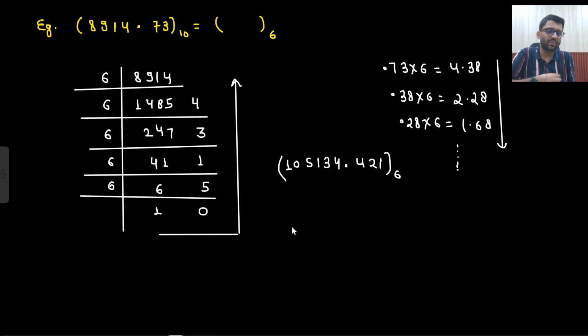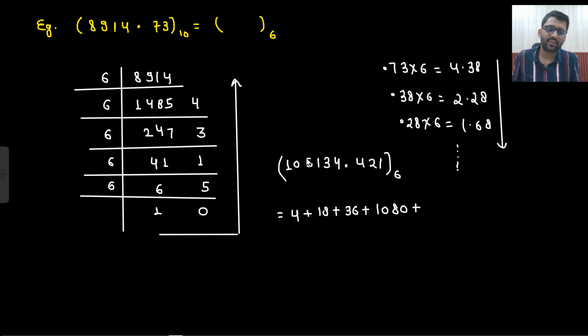Now you can cross check as well. How will you cross check? 4 plus 3 into 6, that is 18, plus 1 into 6 to the power 2, that would be 36, plus 5 into 6 to the power 3. What is 6 to the power 3? 216 into 5, that would be 1080.